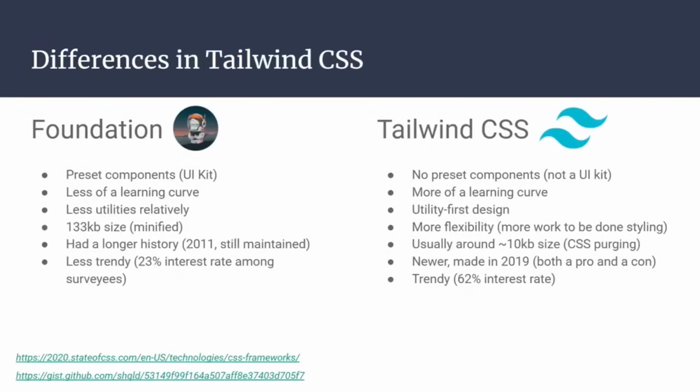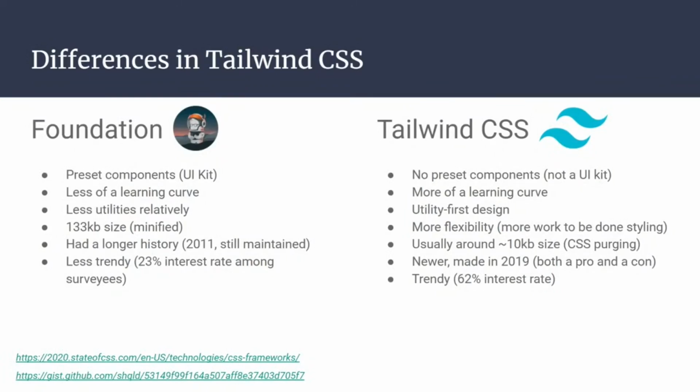Let's cover differences between Foundation and Tailwind CSS. Foundation is a UI kit, while Tailwind is not a UI kit, meaning Tailwind does not have preset components, while Foundation does have preset components like buttons, menus, and navbars and forms and such. This could mean that there's more of a learning curve when using Tailwind CSS, because you have to make your own components while Foundation does not.